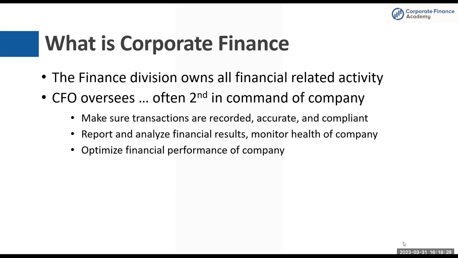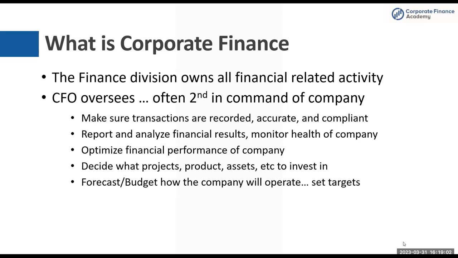So how can they help to increase revenue? How can they reduce cost? How can they optimize the overall profitability of the company? They should be doing analysis and working with the operating teams, the sales team, whoever, to try to increase performance. The finance division also owns oversight over what projects are invested in, what products are developed, and what assets are purchased. We talk about this as capital expenditure.